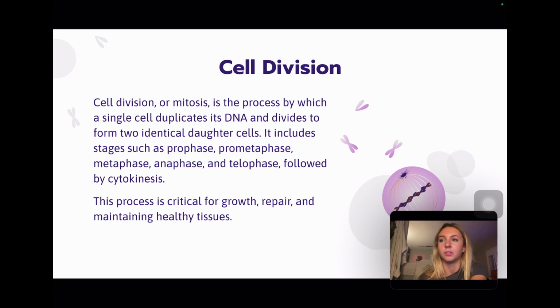Cell division, or mitosis, is the process by which a single cell duplicates its DNA and divides to form two identical daughter cells. It includes stages such as prophase, prometaphase, metaphase, anaphase, and telophase, followed by cytokinesis. This process is critical for growth, repair, and maintaining healthy tissues. In the context of cell lines like WI38, understanding mitosis is essential because these cells can be cultured to divide many times under controlled conditions, which allows scientists to study human biology without needing to repeatedly collect new tissue samples.